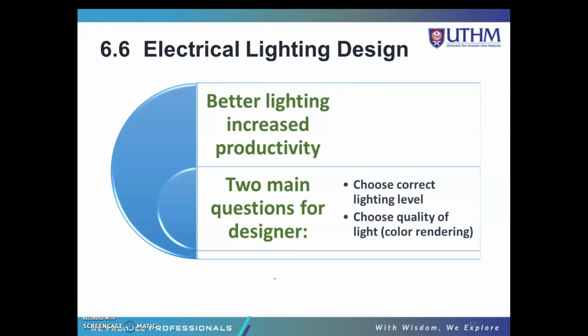Okay, in electrical lighting design, the objective is to get better lighting that can increase productivity. There are two main questions for the designer. First, choose the correct lighting level, which is the correct lux and also the correct quantity. And then choose the quality of the light, which is the color rendering.